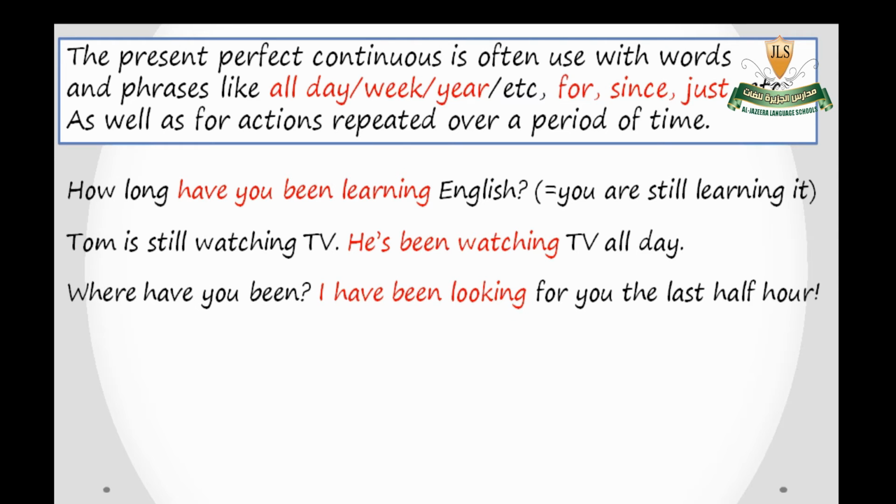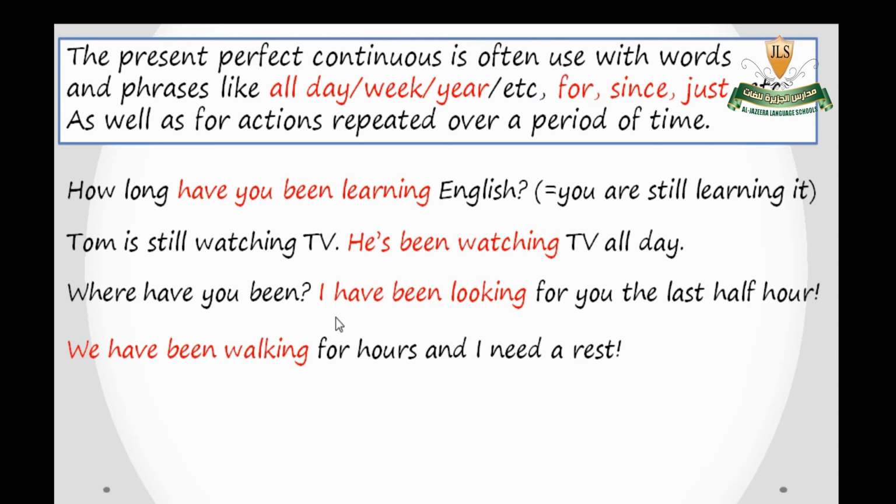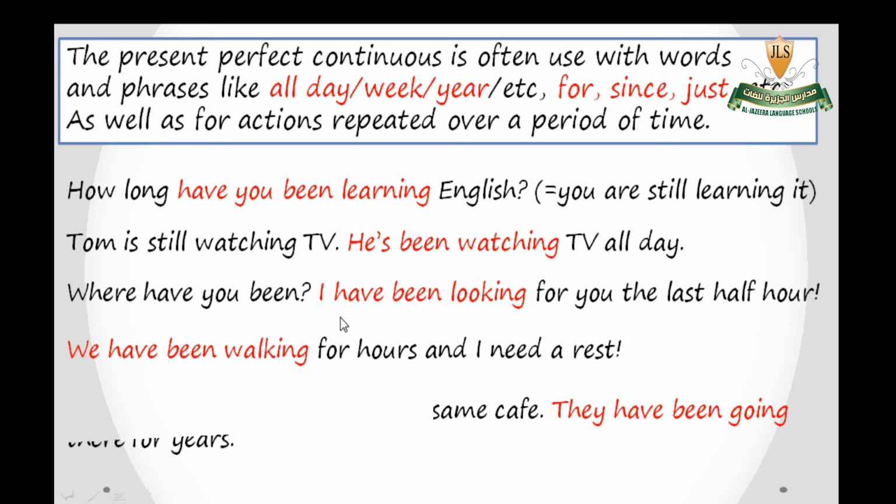Where have you been? I have been looking for you for the last half hour. We have been working for hours. I need a rest. Here is another example: every morning they meet in the same cafe. They have been going there for years. This is an example of the present perfect continuous.